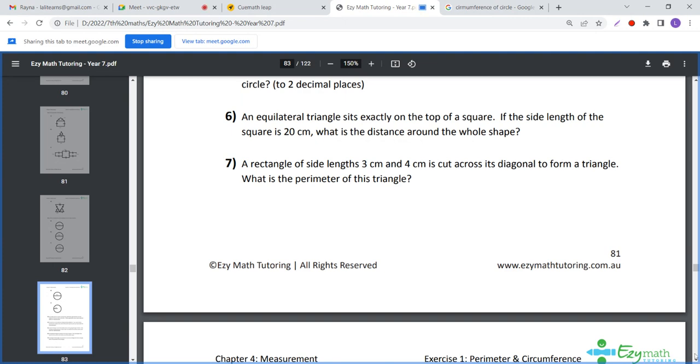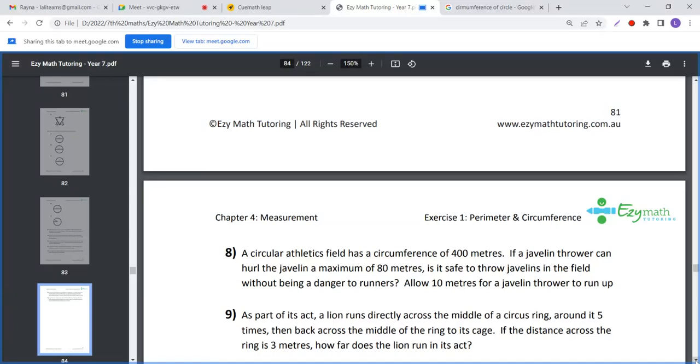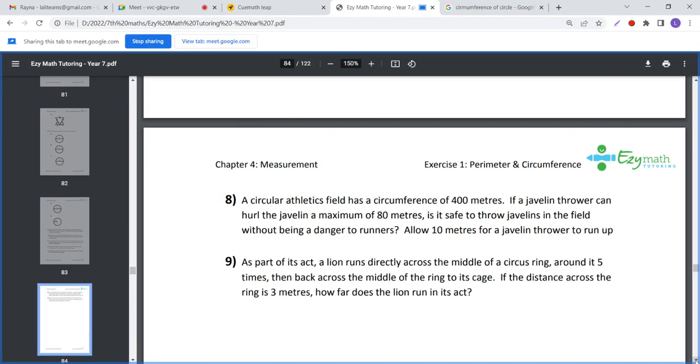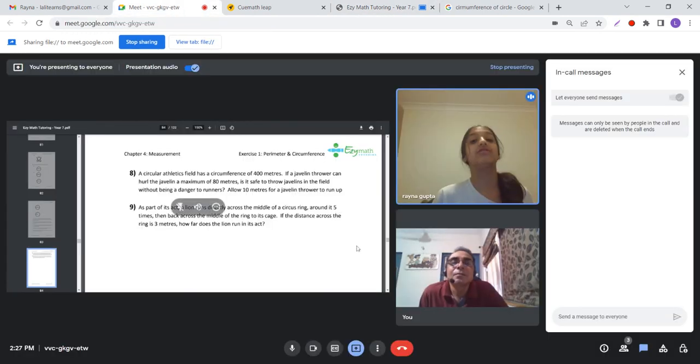So, as per you, this one was difficult. Let's see. Okay, a little more challenging. Question number 8. A circular athletics field has a circumference of 400. If a javelin thrower can hurl the javelin a maximum of 80 meters, is it safe to throw javelins in the field without being a danger to runners? Allow 10 meters for the javelin thrower to run out.